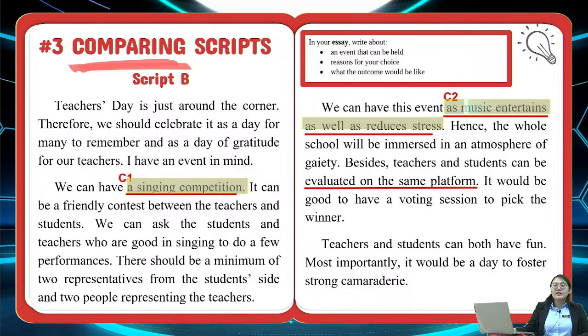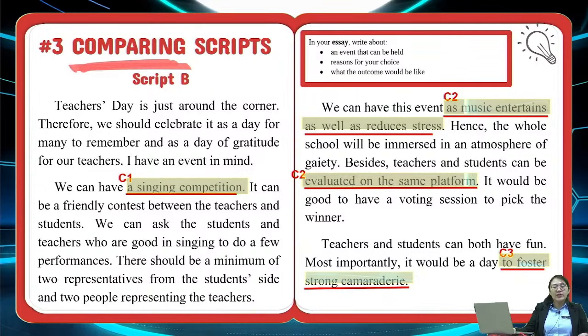The second reason is that students and teachers can be evaluated on the same platform. So it's like a fair thing to be done. All right, so that's our second reason. How about the outcome? Okay, the outcome is we're able to foster strong camaraderie, all right? So that will be our C3. So all the three tasks are fulfilled. So content is there.